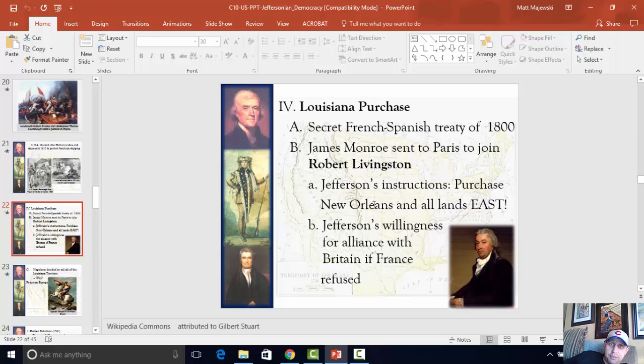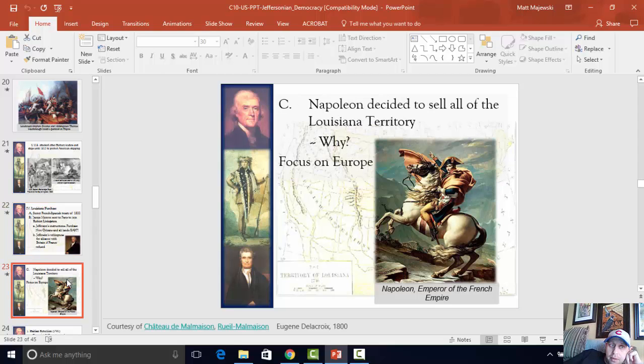Jefferson actually was willing to maybe, conceivably, even if the French said no, form an alliance with Britain to try to pressure Napoleon and the French to stop. Well, Jefferson tells them, hey, buy New Orleans and a little slip of land to the east for $15 million. We'll offer as much as $15 million.